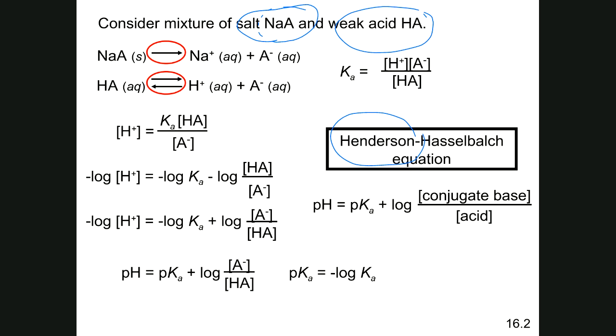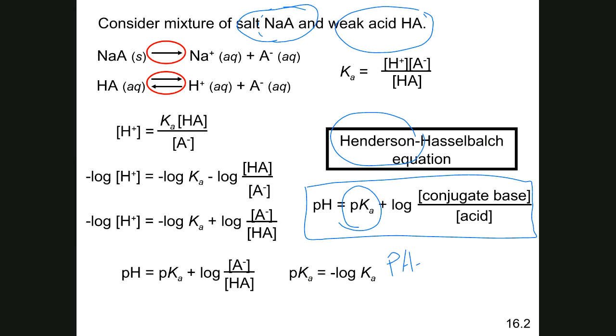What is the Henderson equation? The Henderson equation says pH equals pKa, this is the pKa of the acid, plus the log of the concentration of conjugate base over the concentration of the acid. You have to memorize this. So basically, pH equals pKa plus log of concentration of conjugate base over concentration of the weak acid.